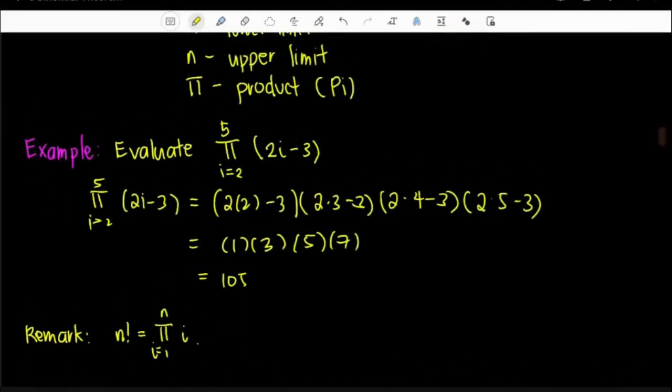If we have the product of I from 1 to n, what we really have is the definition of factorial. So n factorial is defined as the product of I coming from 1 up to n. So that's just n times n minus 1 and so on until you reach 3 times 2 times 1. Okay. Of course, 0 factorial is defined as 1.